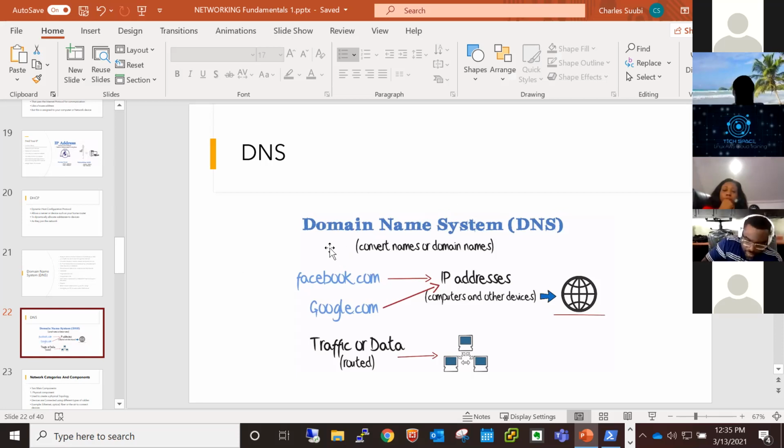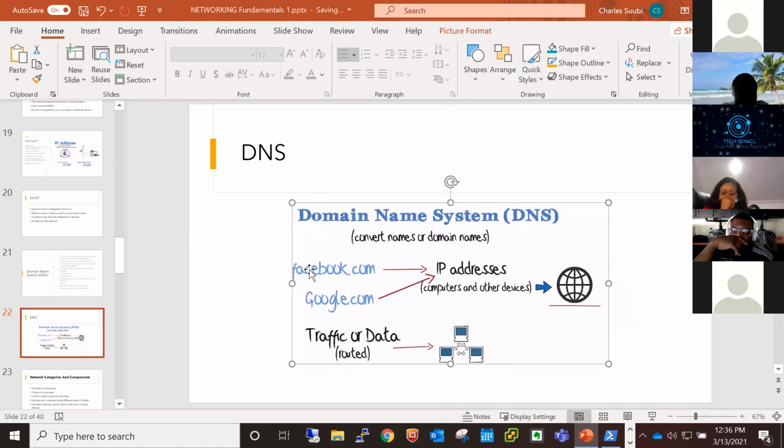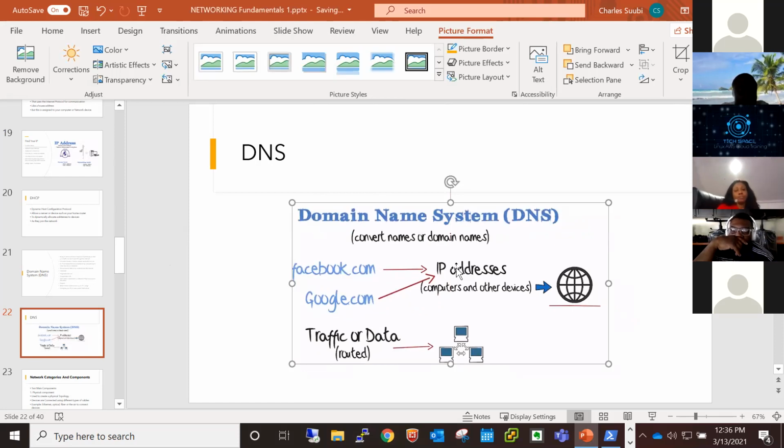All right, guys. So talking about DNS. We know what DNS is: domain name system. It converts names or domain names to IP addresses. So guys, when I go into my browser and say facebook.com, the DNS, or the domain name system, will resolve facebook.com to an IP address, just like how we saw when we did a ping on facebook.com.